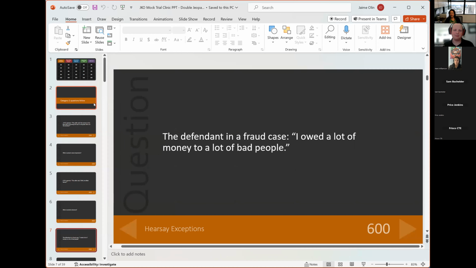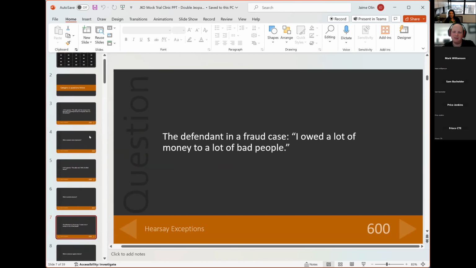So we're talking about the defendant in a fraud case. The statement is, "I owed a lot of money to a lot of bad people." What is the hearsay exception that could get this statement into evidence? Okay, and I see Frisco CTE. How would you get this in? That would go under 801(d)(2), party opponent.